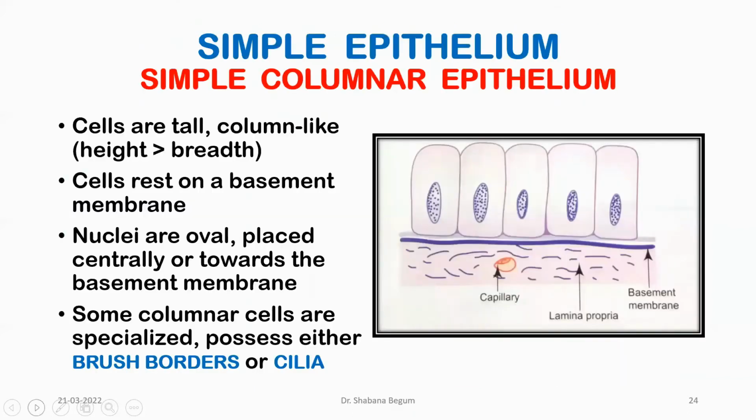Next is the simple columnar epithelium. From the cuboidal epithelium, the height of the cells has gradually increased, so the height is more than the breadth. Now the cells are resting on the basement membrane and the nuclei are oval in shape.